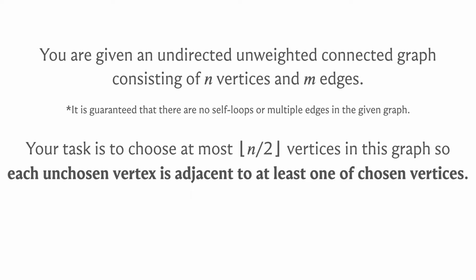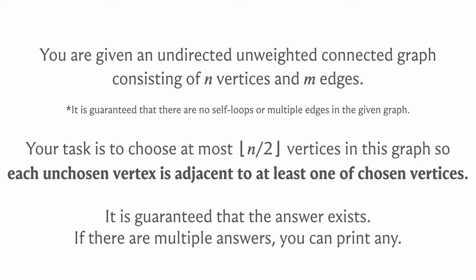We are also promised that the answer always exists, and if there are multiple answers, then you can print any of them. Now, the fact that the answer always exists can be interpreted in 2 ways. One is that you're only given such graphs that have such a subset, or it could be that the answer is universally true, that any connected, undirected, unweighted graph on n vertices always has a dominating set on at most floor(n/2) many vertices.